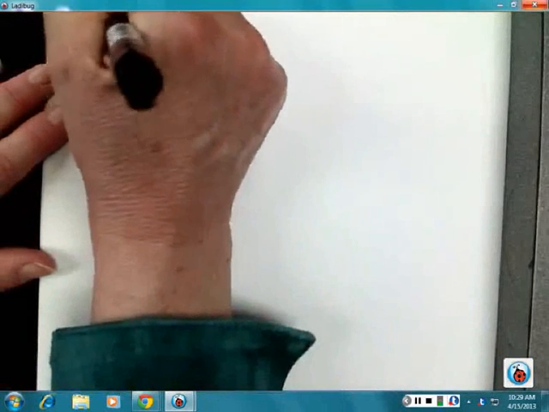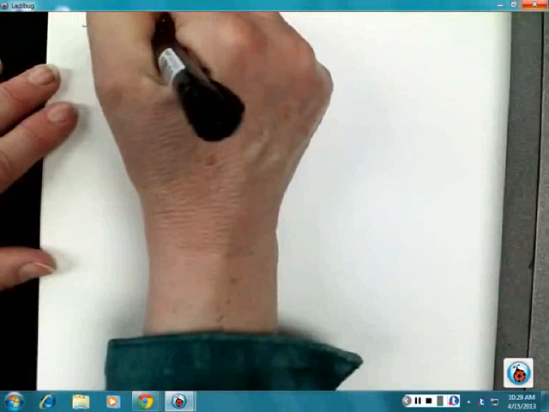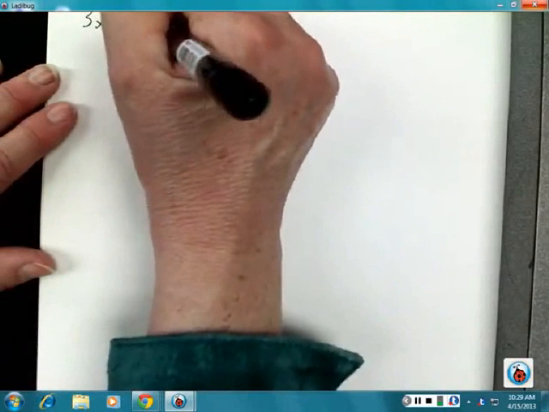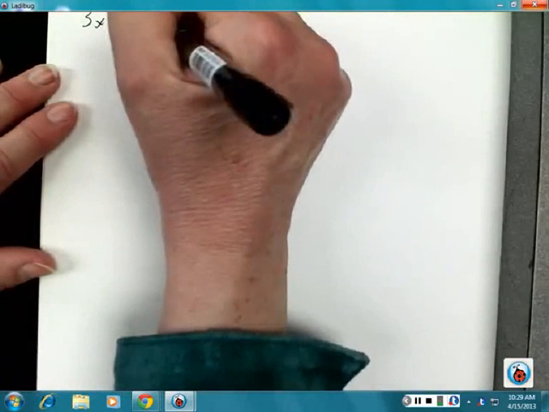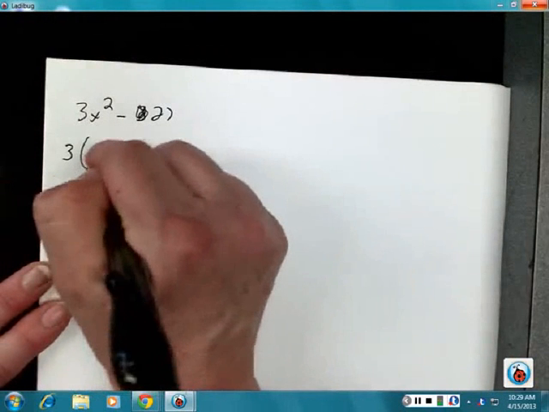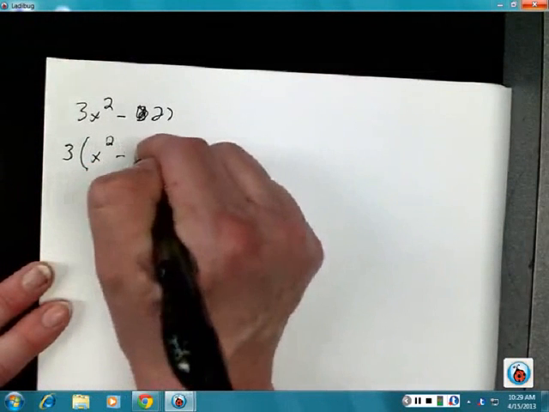So how about this one? If we have 3x squared minus 36. No. Minus, if I get my math right here, 27. There you go. What if I had that? 3x squared minus 27. What do you notice about it? Can pull a 3 out. So if I pull a 3 out, that leaves me with x squared minus 9.